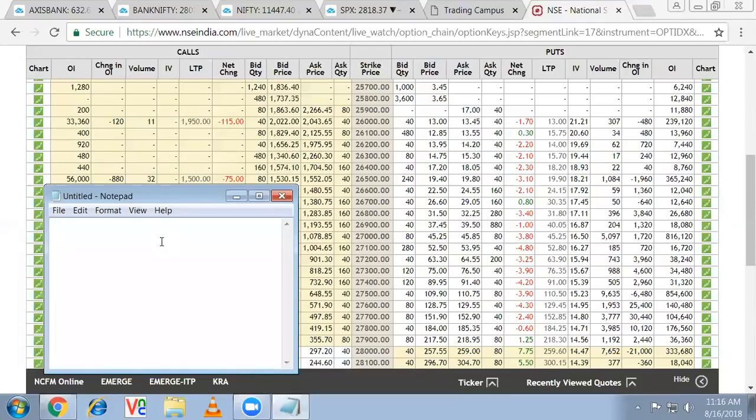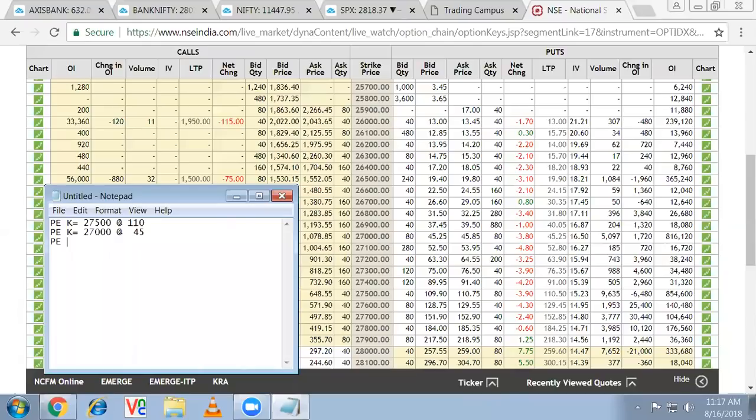So I'm looking at the 27,500 put, which is trading at around 110. Then if I look at the put with the strike of 27,000, which is almost 500 points down, it is trading around 45 points.